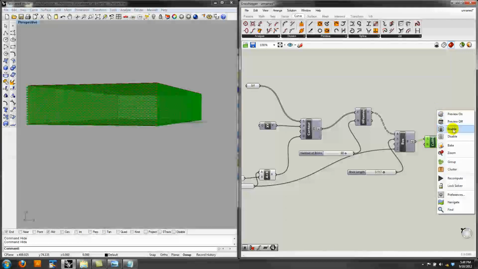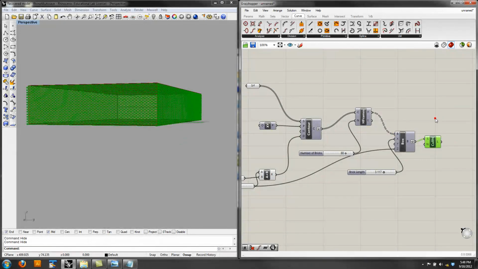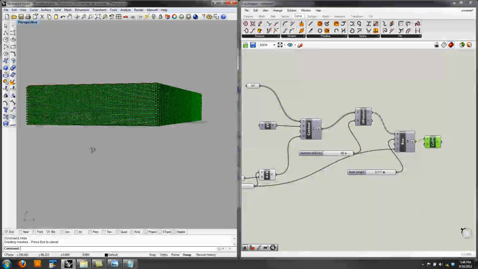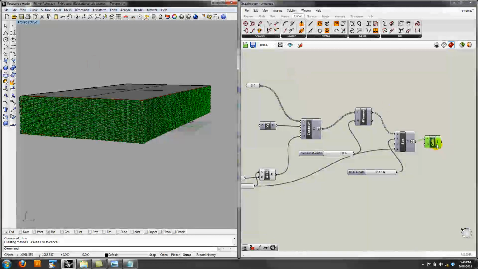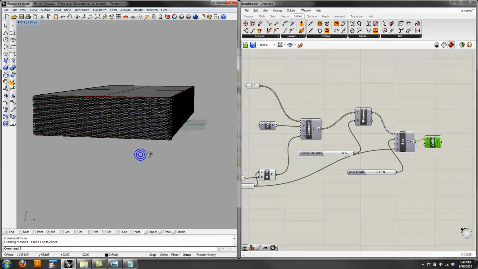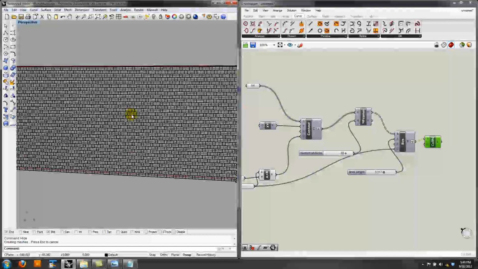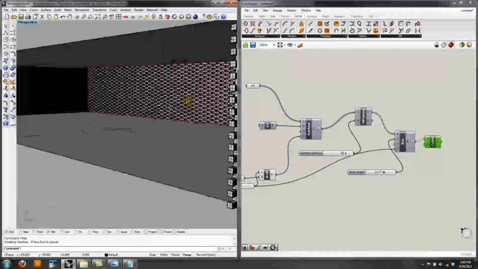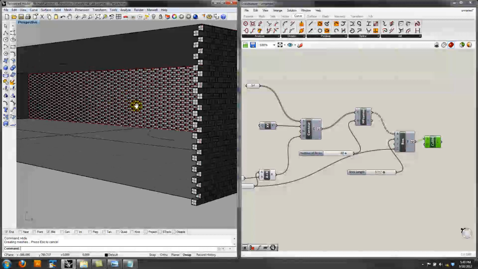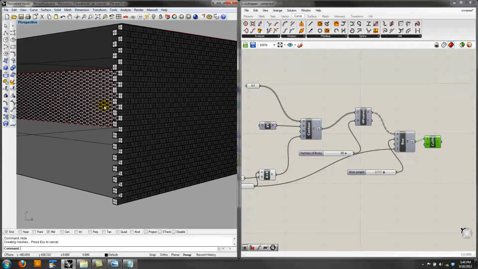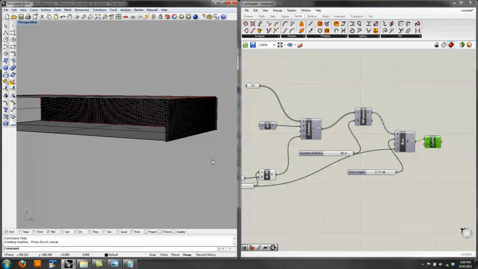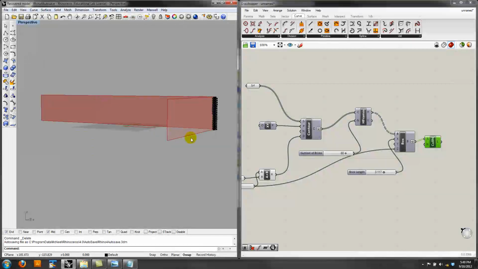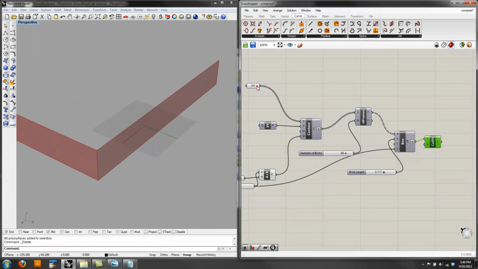And you bake this, and it's going to take a little bit. And let's hide this. And that's a Rhino model. Like that is your building. Okay. So this is a process that you could use in your own projects once you have this kind of system established.